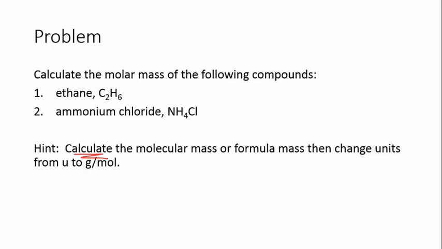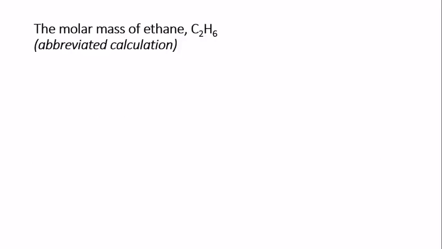We're going to use the periodic table, for instance, for ethane. We're going to use the decimal number for carbon, take it times 2, plus the decimal number for hydrogen, times 6. We're going to add all that together, and before what we got was the molecular weight, and that was in units of U, but we're going to change those units of U to units of grams per mole. That's it. So let's take a look.